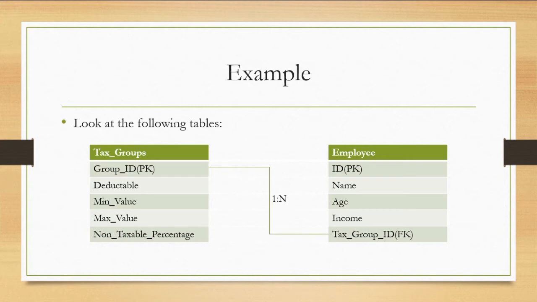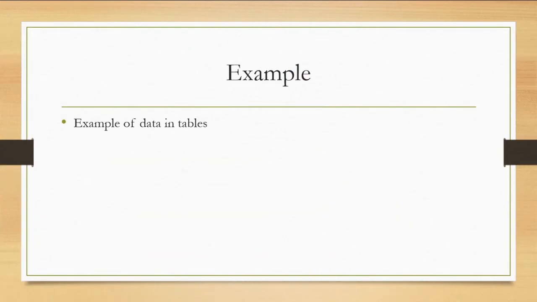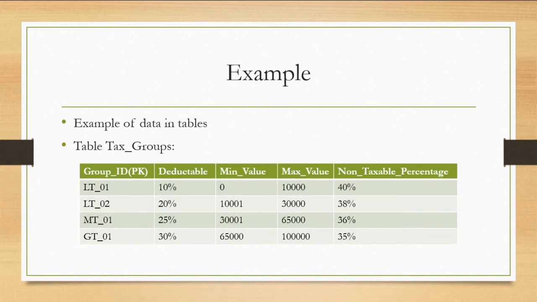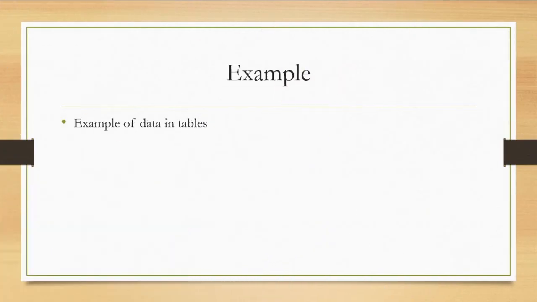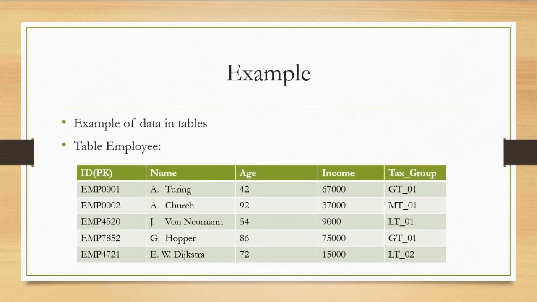Let's look at some example output for tax group. So there's an example of the contents of tax groups. Let's look at an example of table employee. There's a very clear example of what table employee does contain.